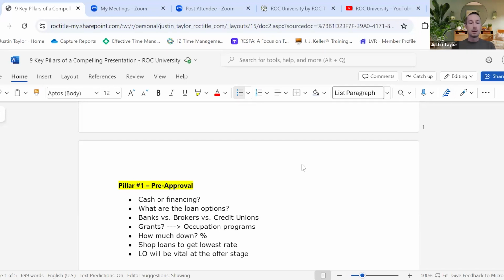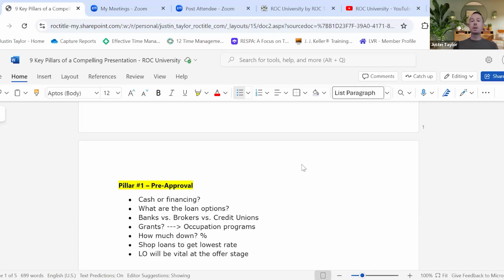Also, Mr. and Mrs. Buyer, what about how much down? Have you heard of down payments? Have you heard of closing costs? What do those numbers look like? Those are things that you're going to have to bring to the table. Obviously, you're going to have a loan officer or a lender that's going to help digest all of this and help you secure the best financing possible.